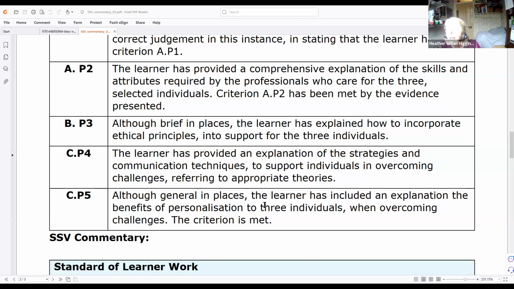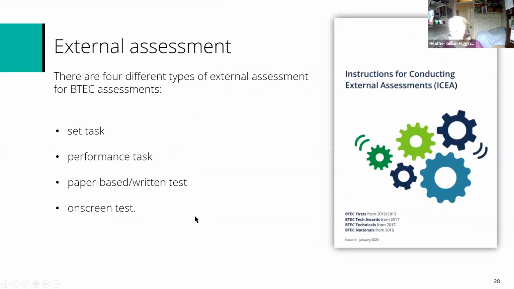You are looking for an application. And then CP4, although general in places, the learner has included a good explanation of what was required, benefits of personalization. And so overall, we felt the learner's work was at a level 3 pass, I beg your pardon. They've met the passes, they have not met the higher criteria. Okay. And we'll move on to external assessment.